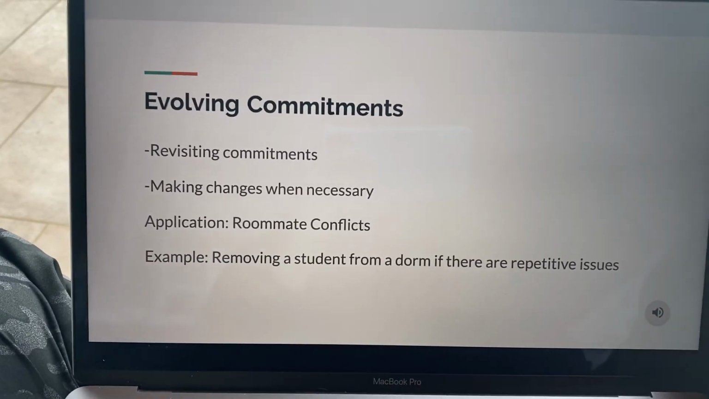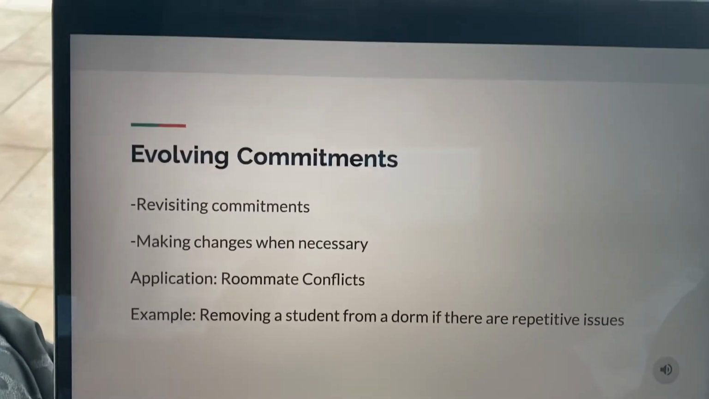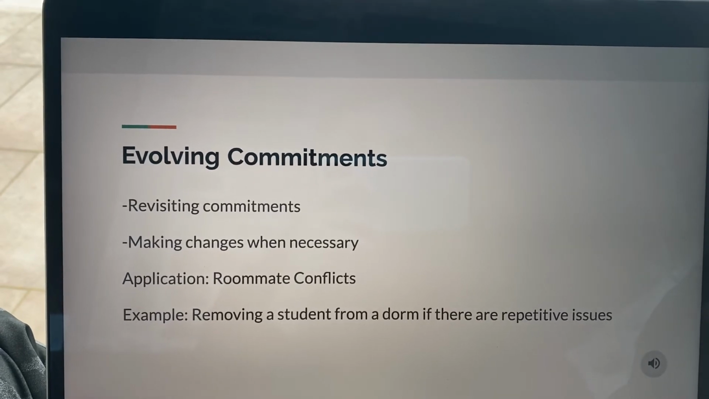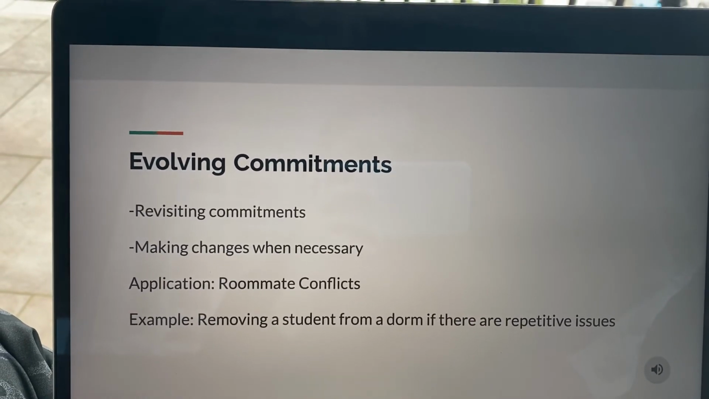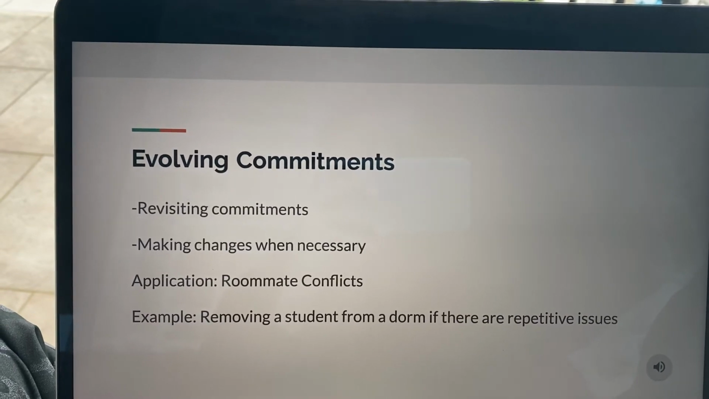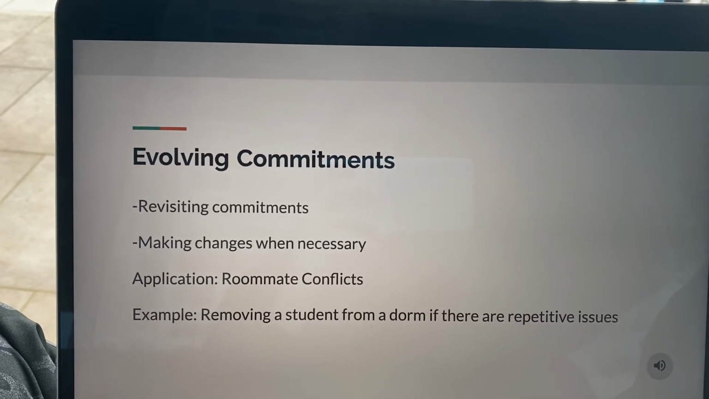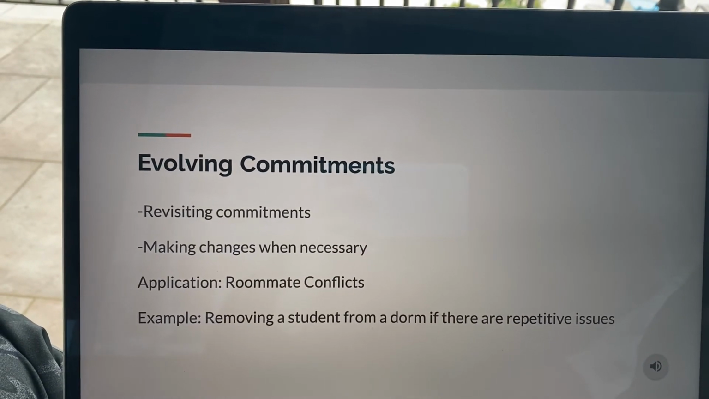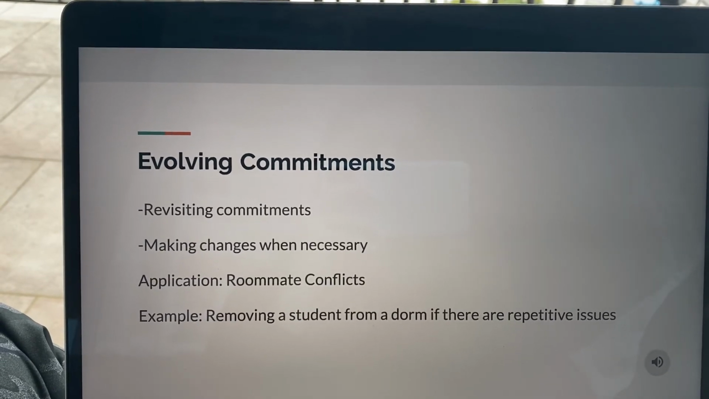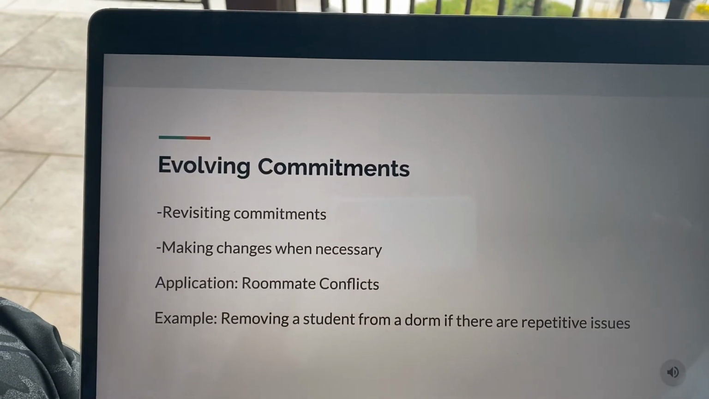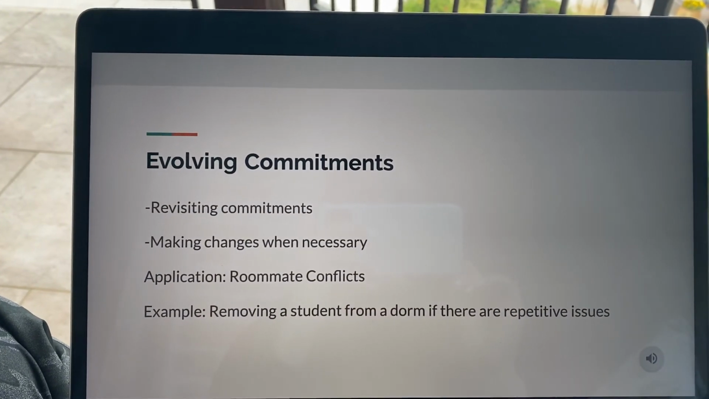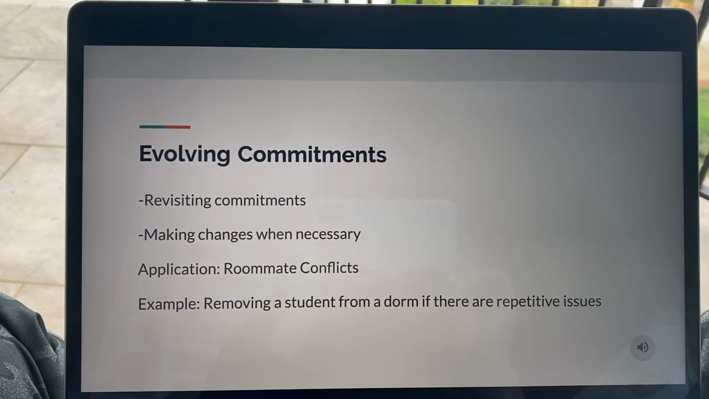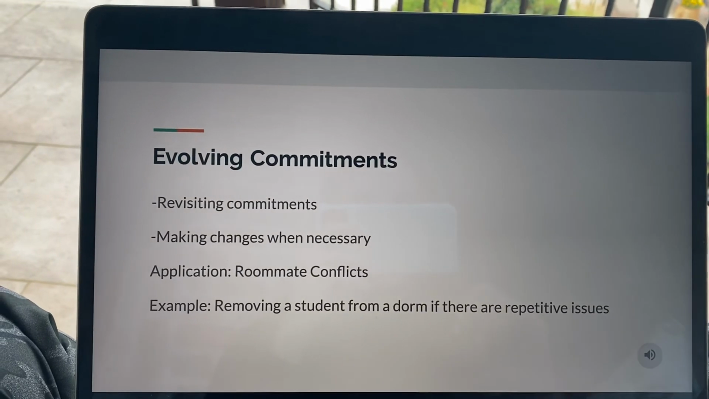The final position we will be covering today is evolving commitments. This means revisiting a commitment and making changes when necessary. You could apply this to any roommate conflict. Many times, students make commitments to live with multiple roommates at the beginning of a semester and are expected to stick with that commitment. Though sometimes repetitive conflicts continue to arise, and student affairs could then make the decision to remove that roommate from the dorm and break the commitment that they had made before.